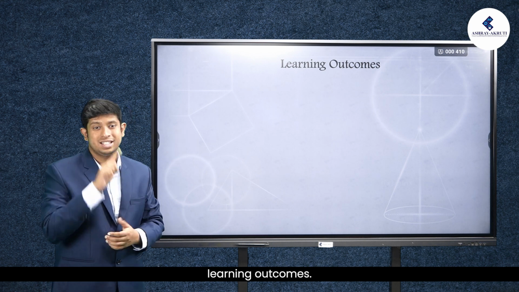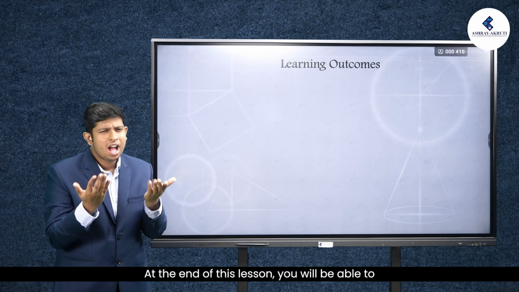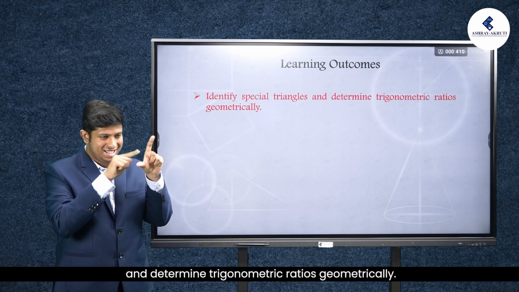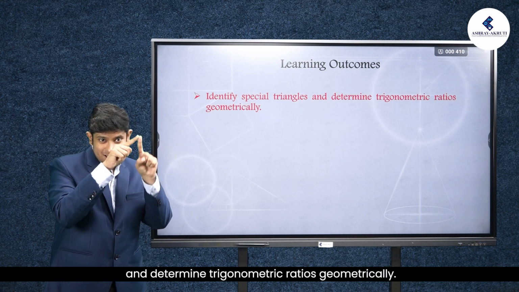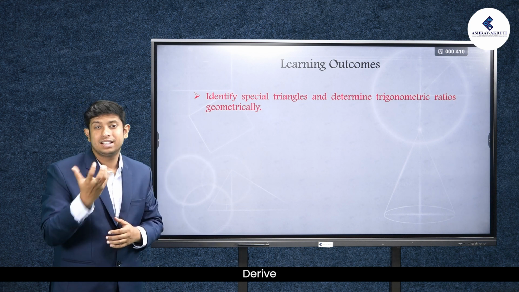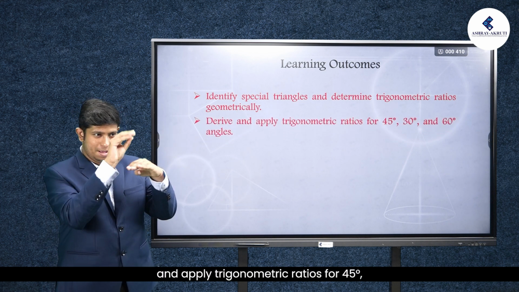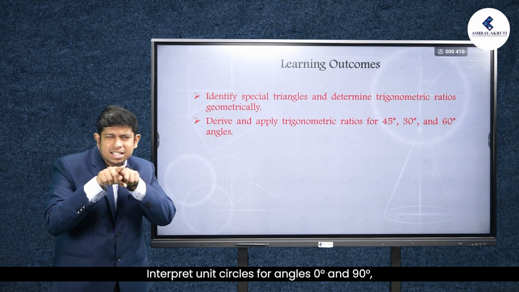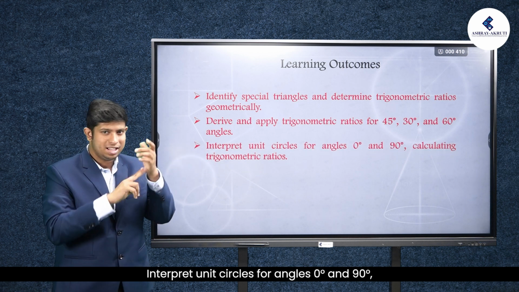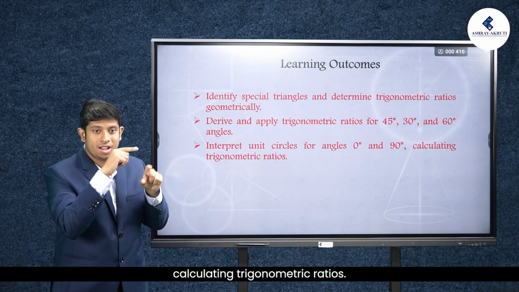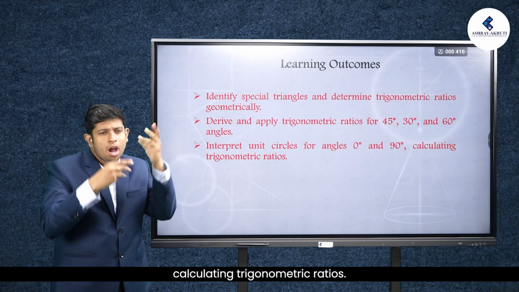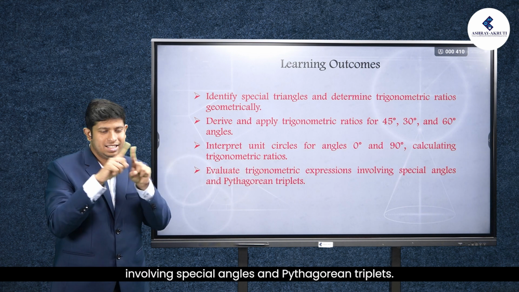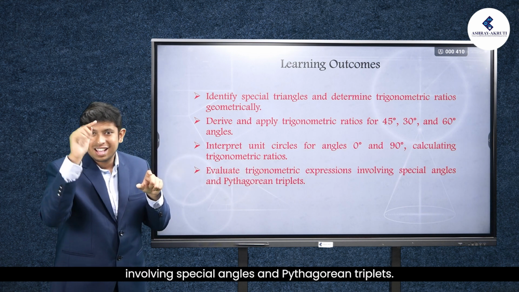Learning outcomes. At the end of this lesson, you will be able to identify special triangles and determine trigonometric ratios geometrically. Derive and apply trigonometric ratios for 45 degrees, 30 degrees and 60 degree angles. Interpret unit circles for angle 0 degrees and 90 degrees, calculating trigonometric ratios. Evaluate trigonometric expressions involving special angles and Pythagorean triplets.